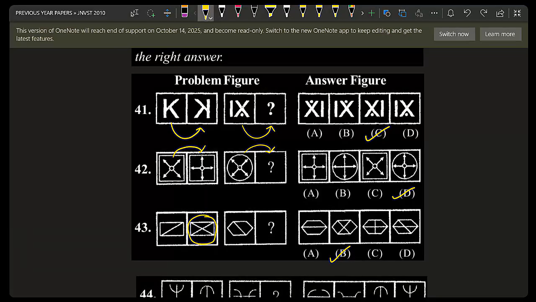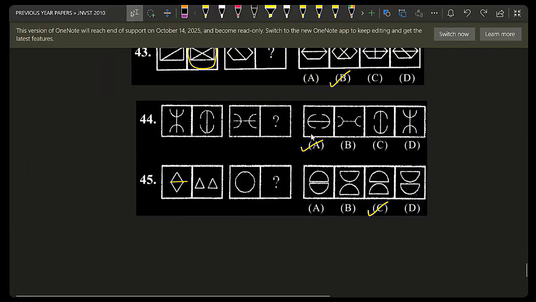Sahasra. Sir, I did 45. 45. The rhombus is broken into two pieces and they are arranged in such a way that both of them are pointing up. So the circle is also broken into two pieces. Both are pointing up. It is there in option C. Adit. Sir, I did not understand the 45 question. Same thing I told already. The rhombus is broken into two pieces and we got two triangles. Both are pointing up. So the circle also should be broken into two pieces and both pointing up, in option C.